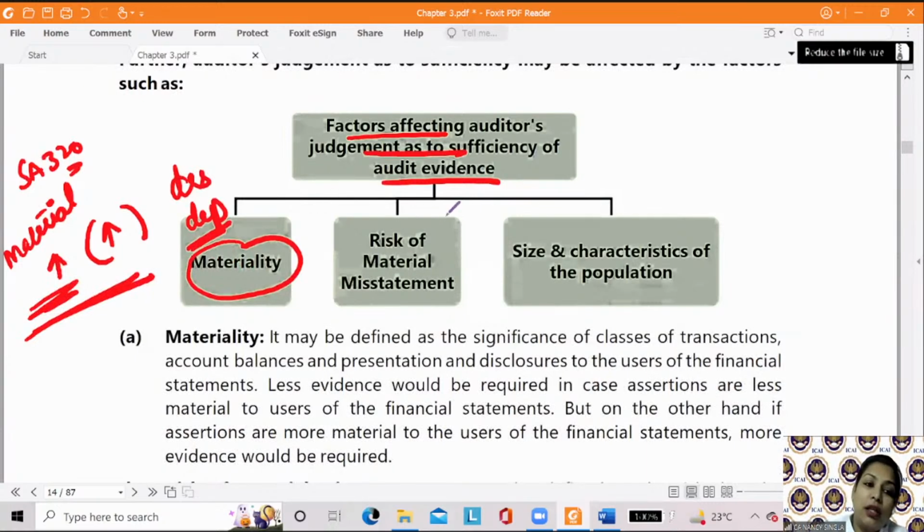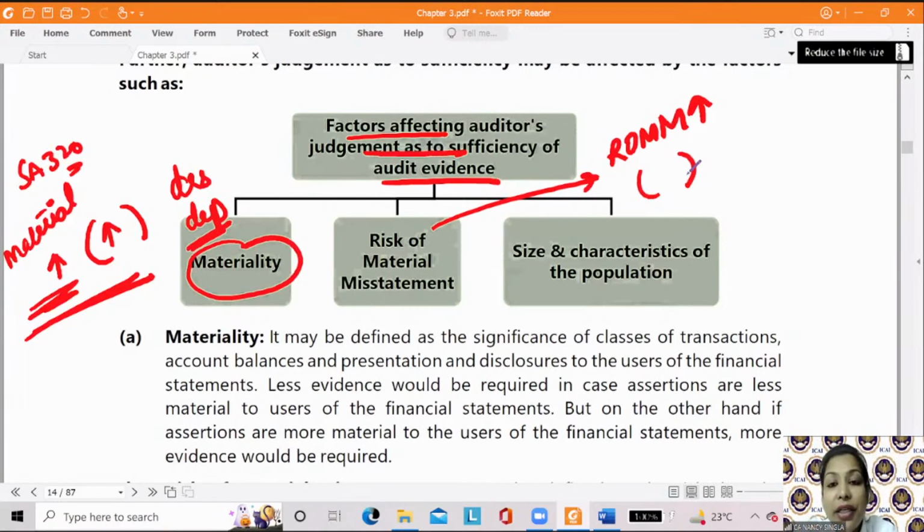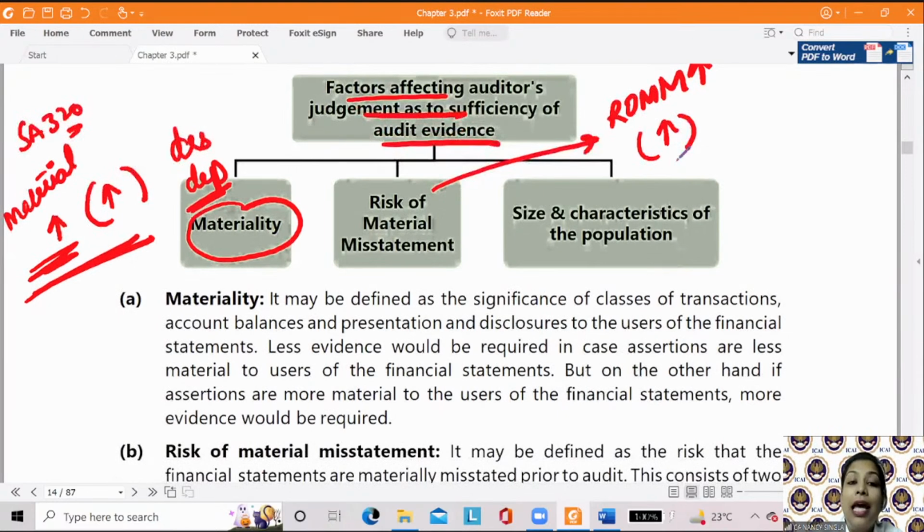Now the next: if the auditor assesses that the risk of material misstatement is high, tell me what will be the impact on the quantity of the audit evidence? Right, more or less. So again the answer is obviously high, right? We have just done it. Okay? Now with respect to size and characteristics of the population, just listen to it carefully.